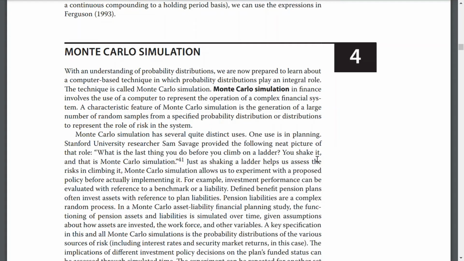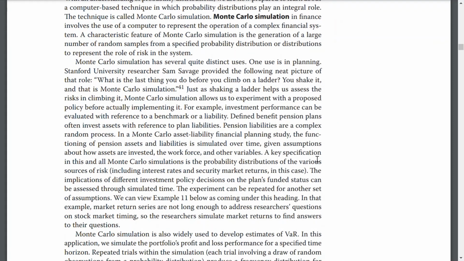Monte Carlo simulations have several quite distinct uses. One use is planning. Stanford University researcher Sam Savage provided the following neat picture. What is the last thing you do before you climb on a ladder? You shake it. And that is the Monte Carlo simulation. Just as shaking a ladder helps you assess the risk of climbing it, Monte Carlo simulation allows us to experiment with proposed policies before actually implementing them.